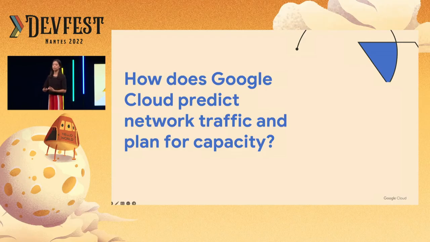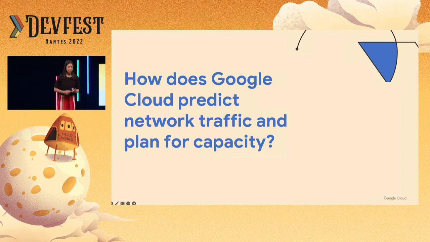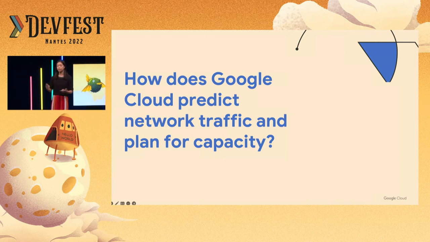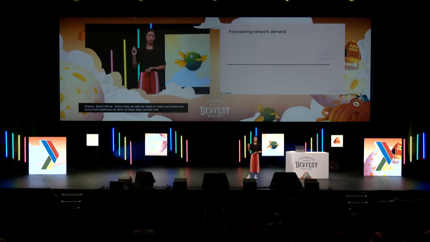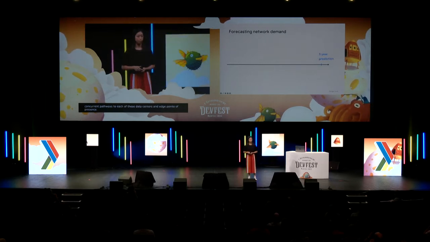Number one being that we need to make sure that we are able to have the capacity needed when a customer bursts thousands of VMs online in seconds. We also are continuously adding new cloud regions. We just announced 6 more regions, I believe, last week in Austria, Greece, South Africa. So every time we add a new cloud region, we need to make sure that there are concurrent pathways to each of these data centers and edge points of presence. We need to ensure that there is fast failover and no single point of failure.